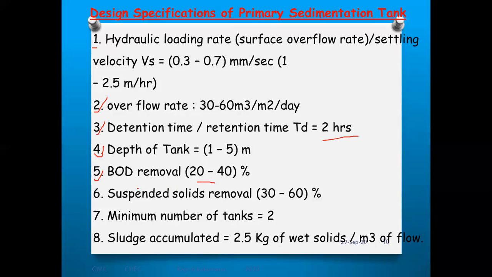Next, the suspended solids removal. Whatever solid material is coming from the wastewater and settling inside the tank, the removal rate is about 30 to 60%. Minimum is 30%, maximum is 60%. Next, the number of tanks that can be accommodated depends upon the plant, which is 2. Next, the sludge accumulated at the bottom of the tank, which you call sludge. How much sludge can be accumulated depends upon the water: 2.5 kg of wet solids per meter cube of flow.